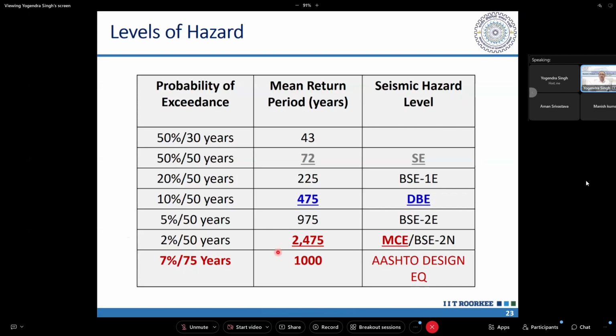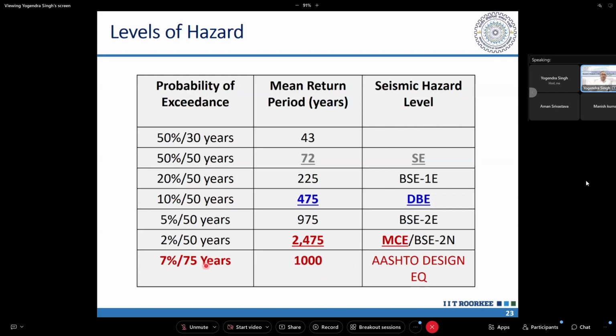In case of buildings, normal buildings, ordinary buildings, when we are designing, then we are only expecting that under earthquake, it should not collapse. Now in AASHTO, there is another earthquake used with 7% probability of accidents in 75 years. So they are not using DBE, 475 years return period, which is used in our code. They are using 1,000 years return period.